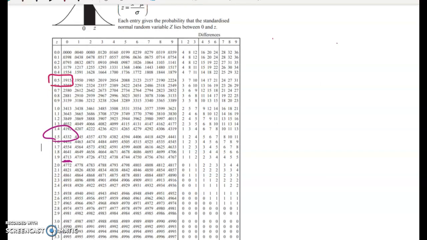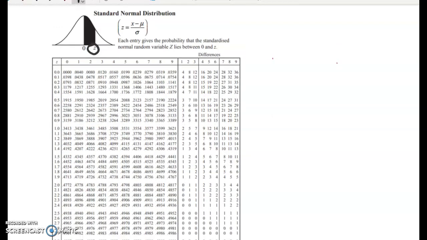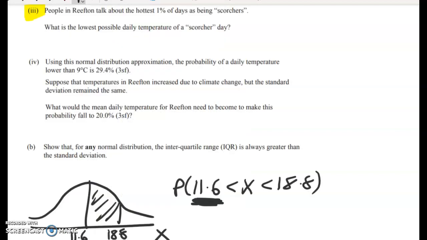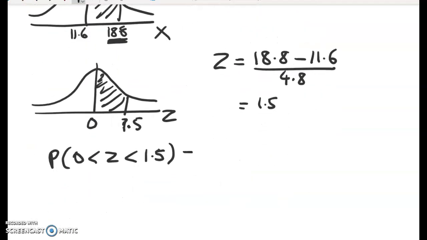So let's go, hopefully this is the normal table. Yep, here it is. Still got some marks on it from a few weeks ago. So the number we're looking for, the Z value we're looking for here is 1.5. So here it is here. So that's 0.4332. So that's my final answer for that one.